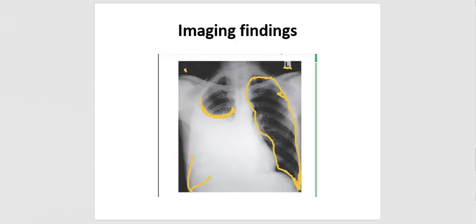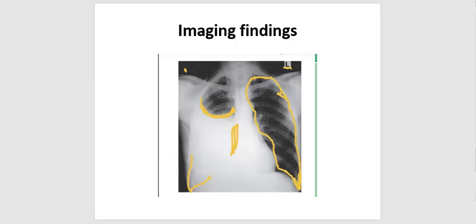The other thing is the silhouette sign. Basically, you are just not able to see the borders of the heart on the x-ray. From this side, you can't tell where the heart's borders are and where the diaphragm is. You are not able to tell them apart. So that's the silhouette sign. You can see the opacification that's leading to that.